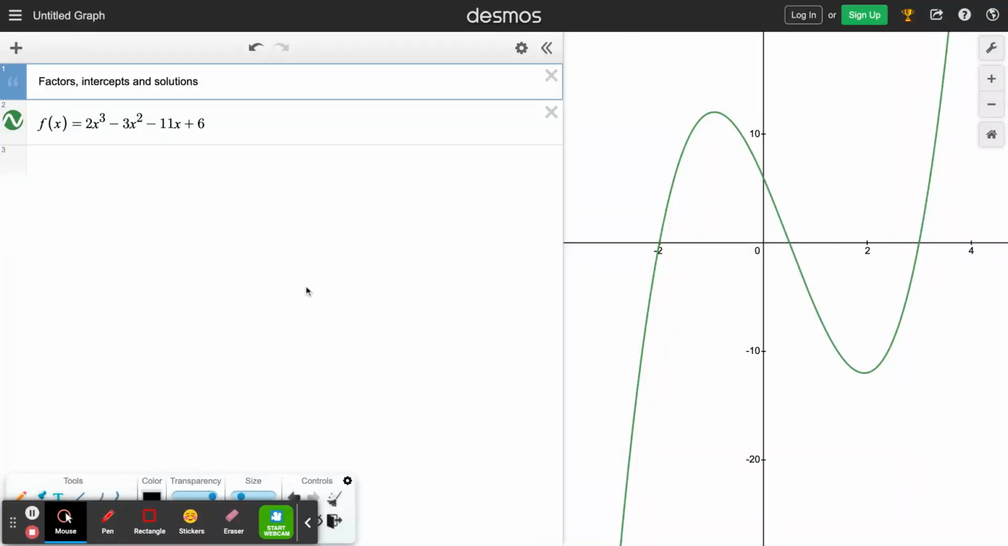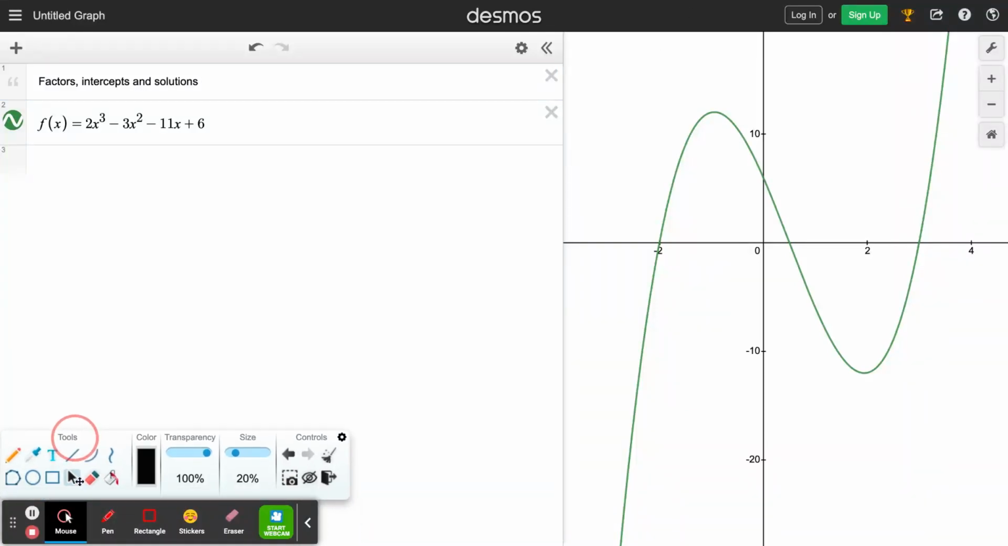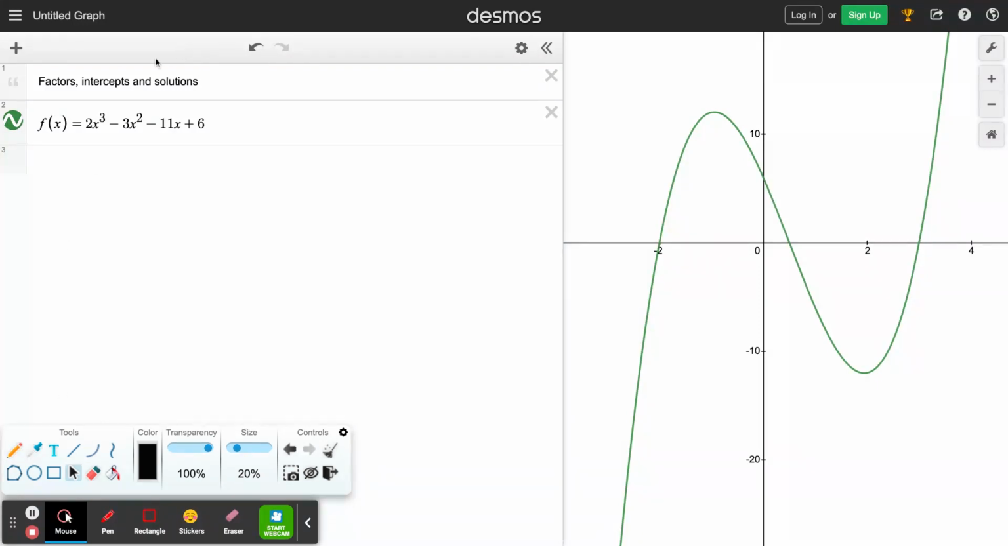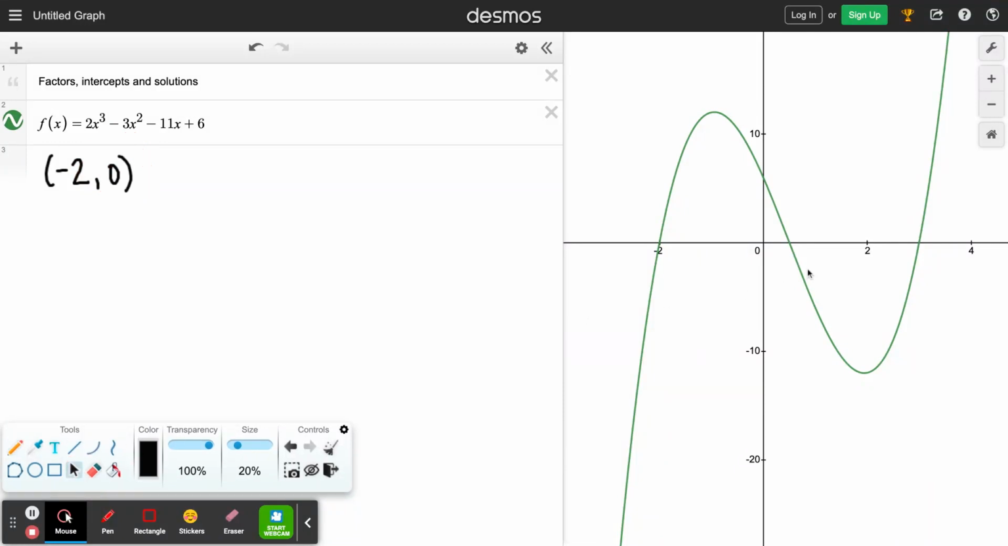In this video, we're going to talk about the relationship between factors, intercepts, and solutions. So say you have a function here, 2x cubed minus 3x squared minus 11x plus 6. If we look at the equation or the graph, we can see that there are intercepts at (-2, 0), (1/2, 0), and (3, 0). What that tells us is that if you plug -2 into this equation, you get out 0.